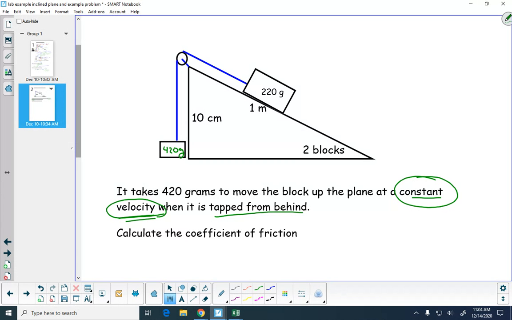Some key ideas here is that we are moving at a constant velocity going up the plane once we tap it from behind. We have a 220 gram mass here. We have 420 grams here. We tap it from behind and then we'll start to slide up the plane. And we want to calculate the coefficient of friction.